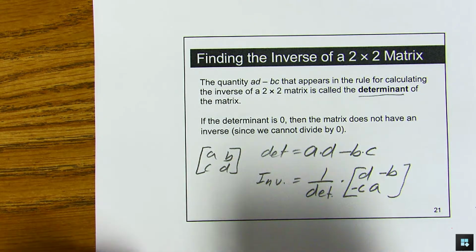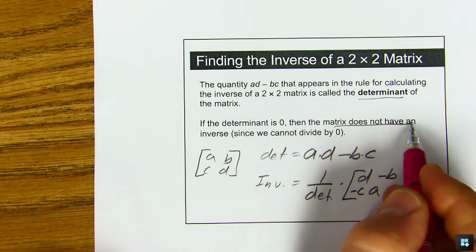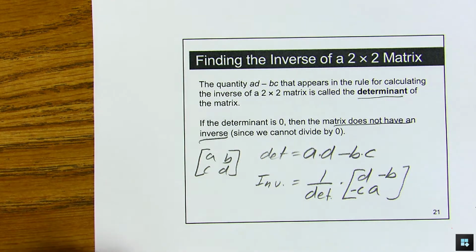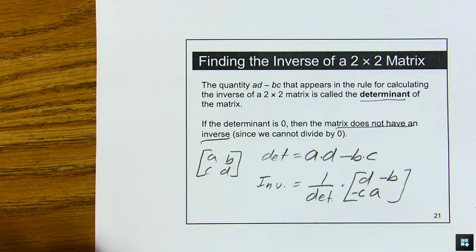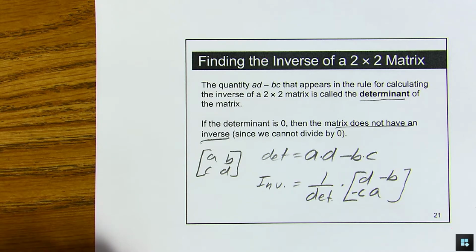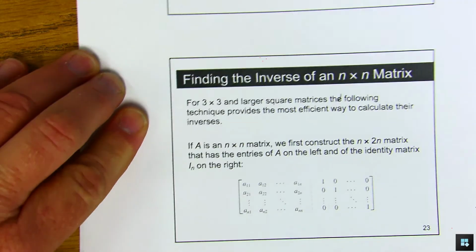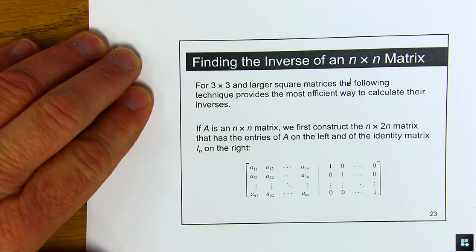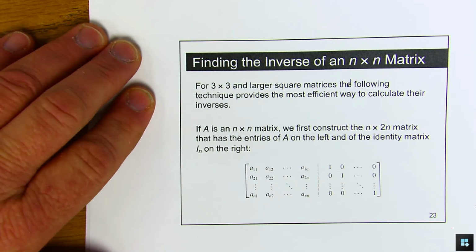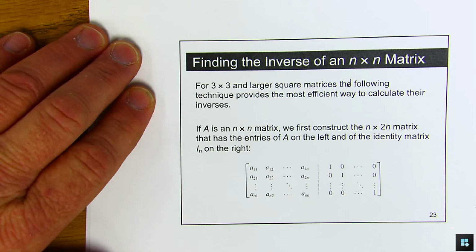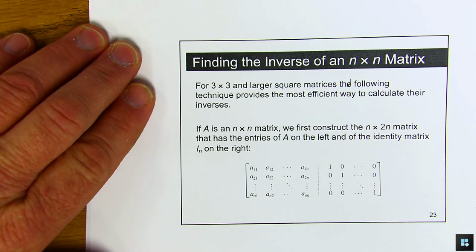If the determinant is 0, the matrix does not have an inverse. This is the second time that we've put this in a slide. It might be important. If the determinant is 0, then the matrix does not have an inverse. Okay? Now, what if we want to find the inverse of any n by n matrix? Well, we can do it, it's just a lot more difficult.